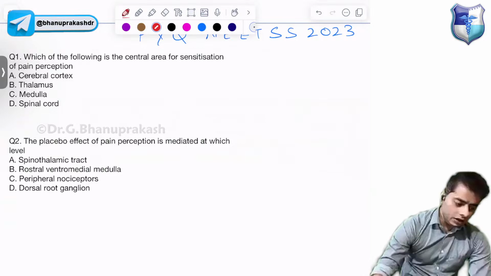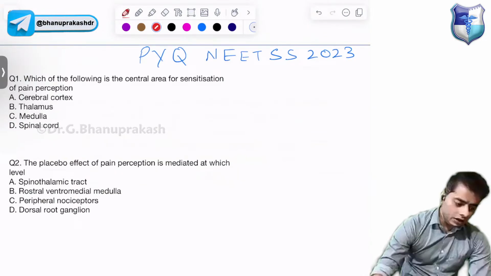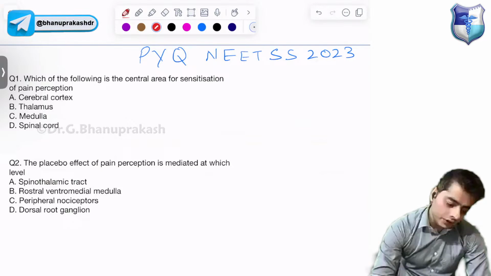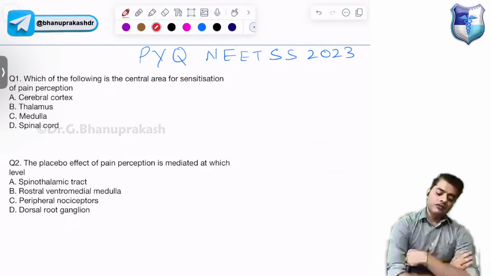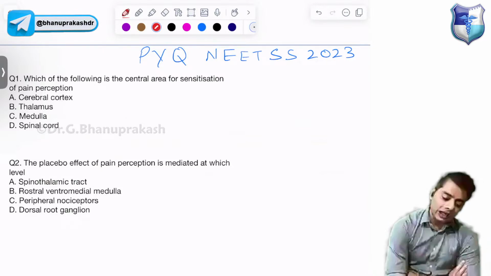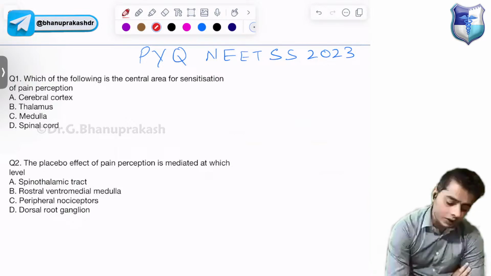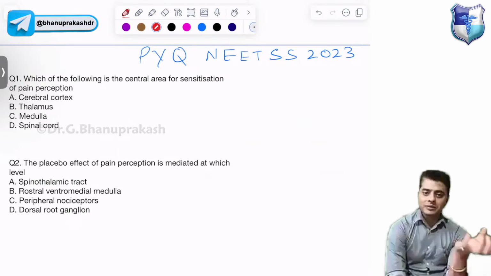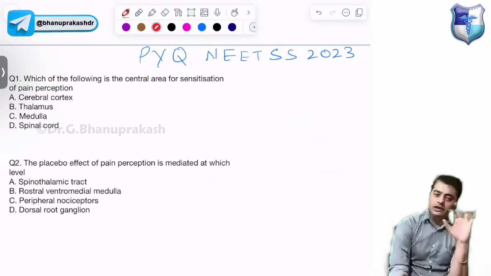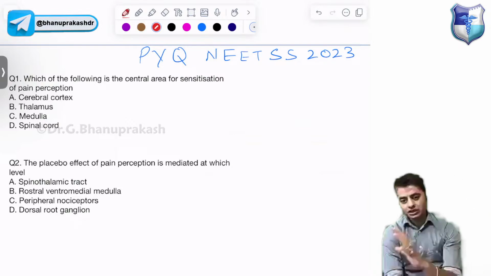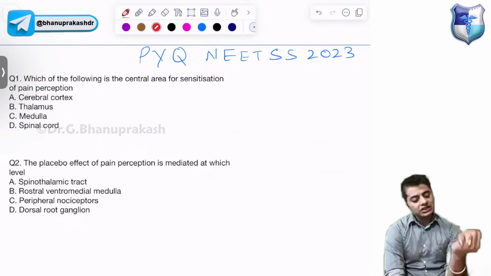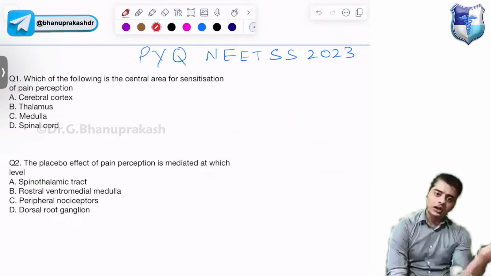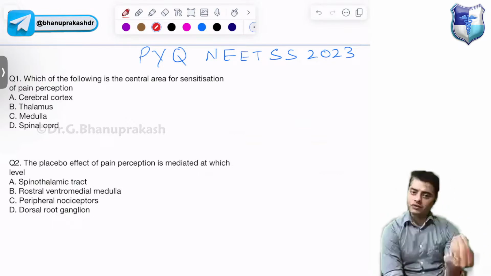Now we will see some previous year questions related to pain which were asked in NEET 2023. First question: which of the following is the central area of sensitization of pain perception? I have told you previously about sensitization, and there are two areas. Peripheral sensitization is there, and there is central sensitization. In peripheral sensitization, you are receiving pain with a low threshold. Earlier, you were receiving pain with 2 ml of acid. Now, you are receiving pain with 1 ml of acid.